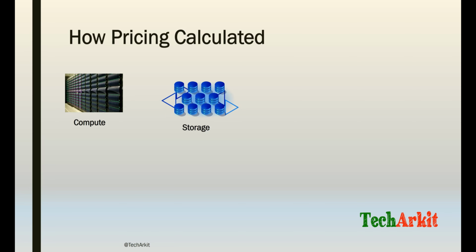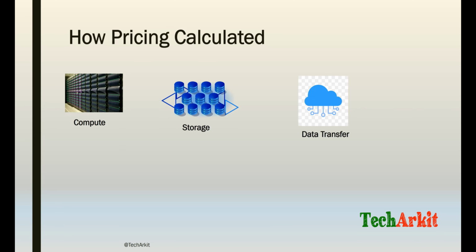The second one is storage. Which storage you are using, which region you are using, and how much data is stored there. For example, most uploads are free, but if you download, they charge for that. Also what type of storage you are using, like high performance or low performance storage, SATA drives, SSD drives, SAS drives, or archival purpose storage. Based on that and which region you are using, the price will be calculated.